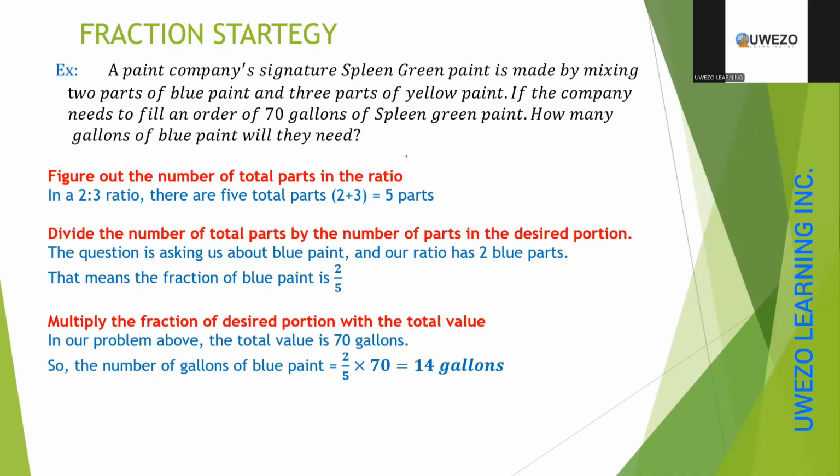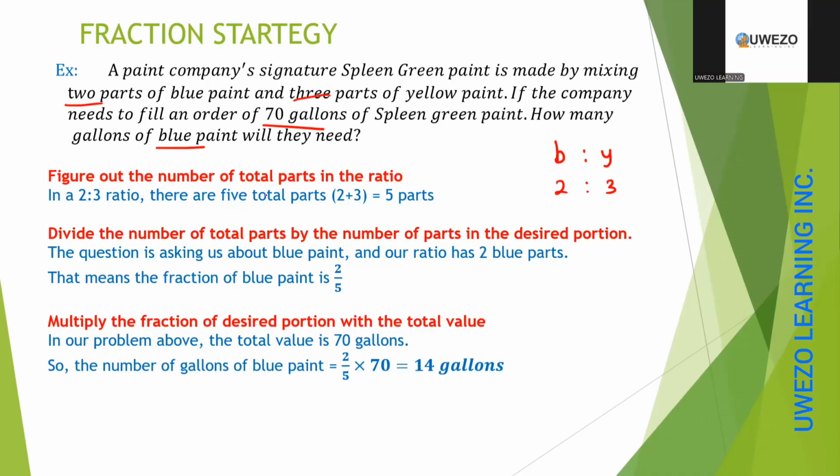Let's learn a quick fraction strategy for ratio problems. It helps you find any part of a total fast. For example, a paint contains 2 parts of blue paint and 3 parts of yellow paint. So the ratio of blue to yellow paint is 2:3. Now the total mixture is 70 gallons. To find the amount of blue paint, we will execute the fraction strategy.